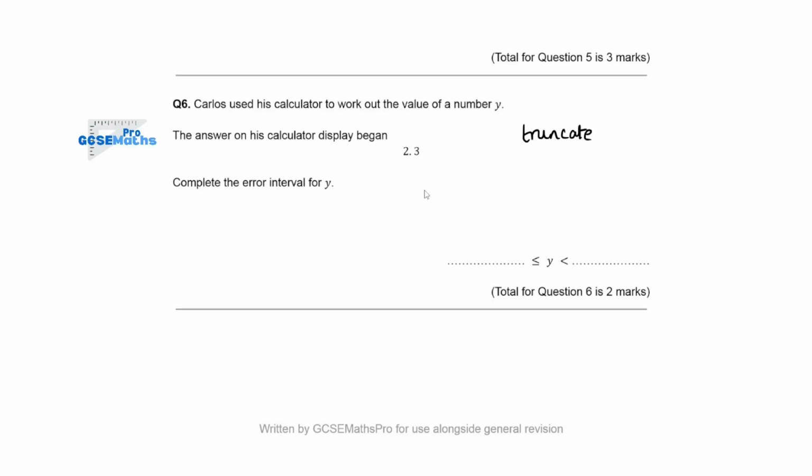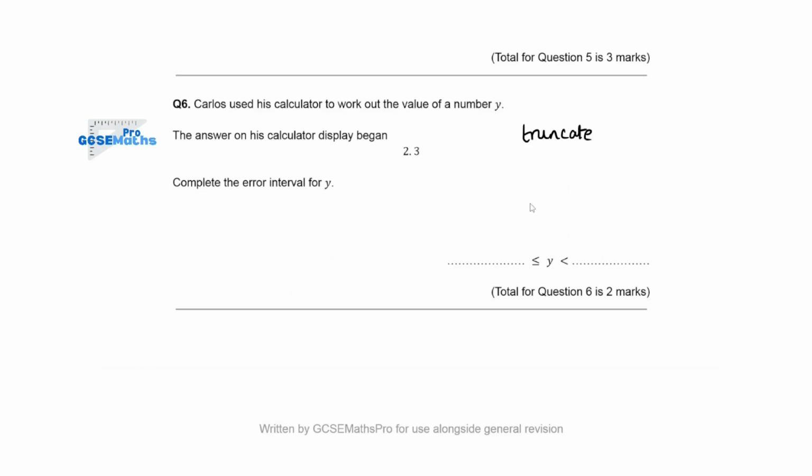Carlos has looked at his calculator. He has 100% seen the number 2. He's definitely seen the number 3. So 2.3 was exactly what was written. However, the only thing we don't know is what came after that. Anything could have followed after the 3. It's not been rounded up or down, it's just he read up to 2.3 and then stopped reading.